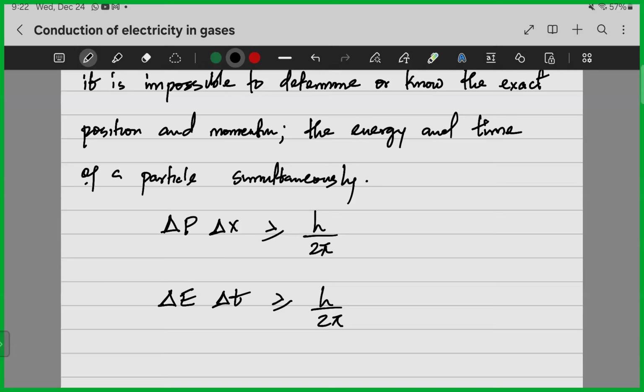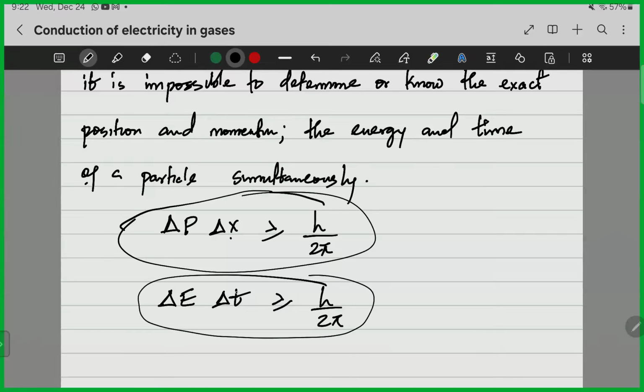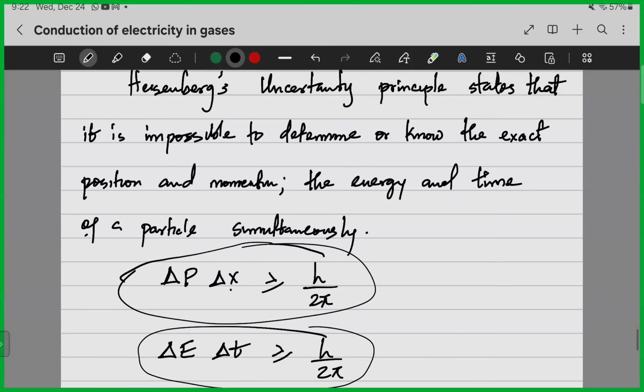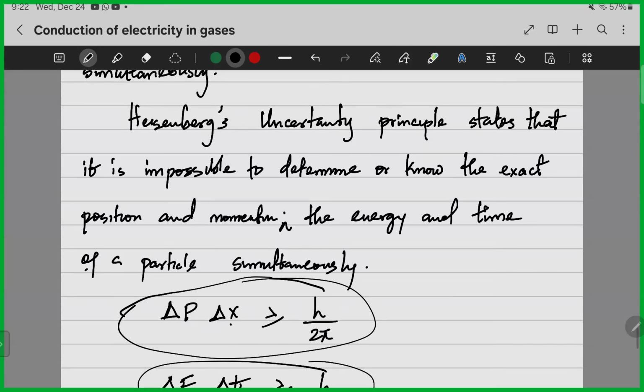Whenever we write things like this, we're saying we cannot determine this and this at the same time. We cannot determine energy and time at the same time. That's what it means by simultaneously. You cannot know the exact position and momentum, as well as the energy and time of the particle simultaneously.